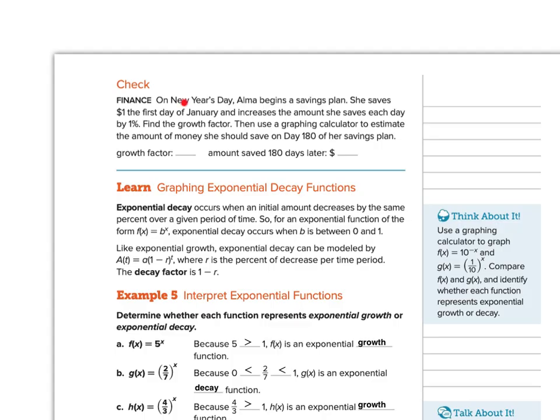But what do we have to do on New Year's Day? Alma begins a saving plan. She saves $1 the first day of January and increases the amount she saves each day by 1%. Find the growth factor, then use a graphing calculator to estimate the amount of money she should save on day 180 of her savings plan. So there you go.